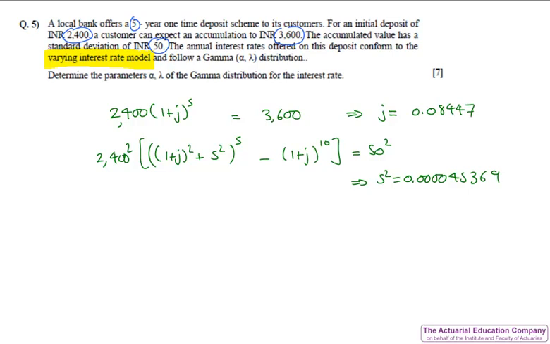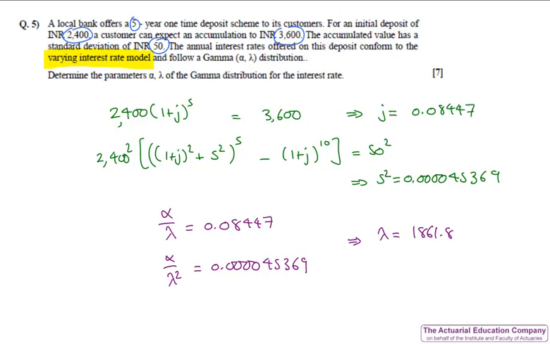Now the question doesn't ask for j and s squared, it asks for alpha and lambda, because we're told we've got a gamma distribution. Flipping to page 12 of the tables, we see that the mean of a gamma is alpha over lambda. So alpha over lambda is our j, and the variance of a gamma is alpha over lambda squared. We need to solve these equations simultaneously. The easiest way is to divide the first one by the second one, and that will give you lambda straight away to be 1861.844 if you kept all the accuracy, and then substitute that back into the first equation to give you alpha of 157.273.